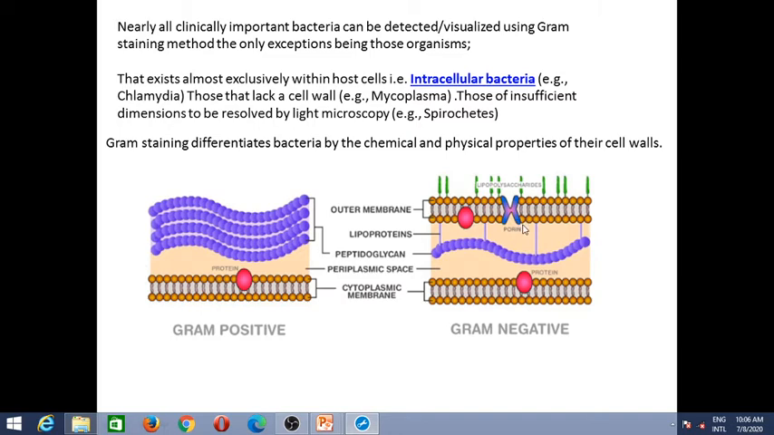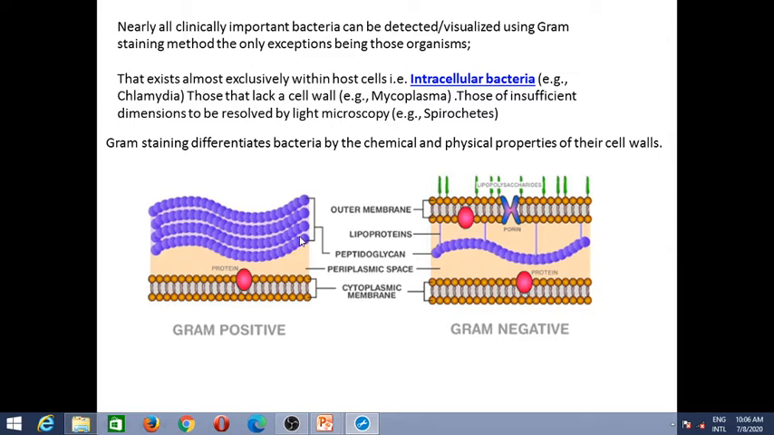Lipopolysaccharide is one of the components present in a gram negative bacterial cell wall, and it acts as the endotoxin. There are also porins present in the outer membrane of the gram negative bacterial cell wall, but they are absent in gram positive. This is the cytoplasmic membrane and this is the periplasmic space. So this is the gram negative bacterial cell wall, double layered, and this is the gram positive bacterial cell wall consisting of a thick peptidoglycan layer.